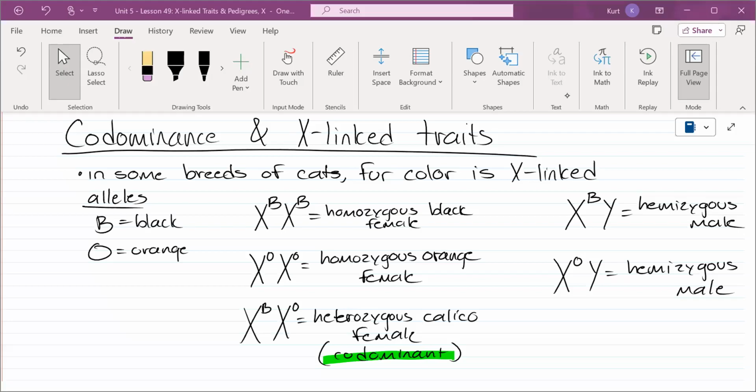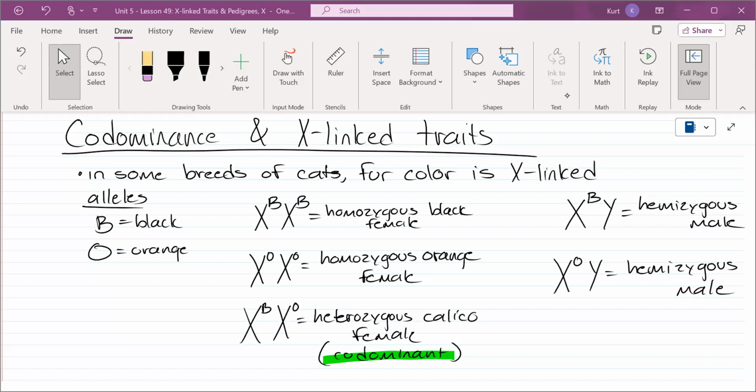Okay, we're doing lesson 50 today, but I'm looking right now at lesson 49. And we talked about codominance and X-linked traits. The example I provided was fur color in cats. With some breeds of cats, fur color is an X-linked trait. You see that a female can be homozygous black, homozygous orange, or she can be heterozygous and be black and orange. We call that color pattern calico.